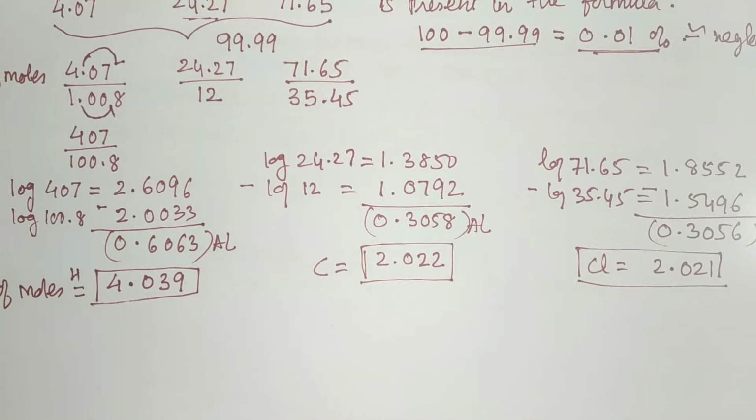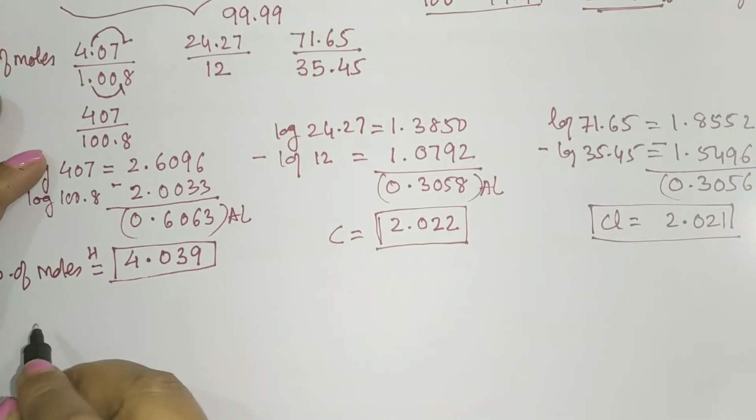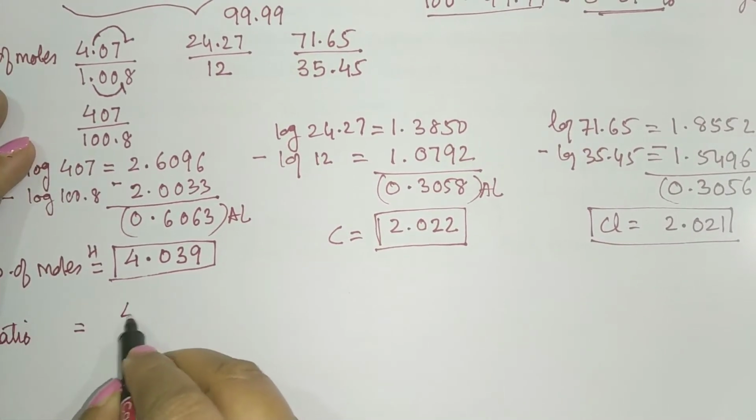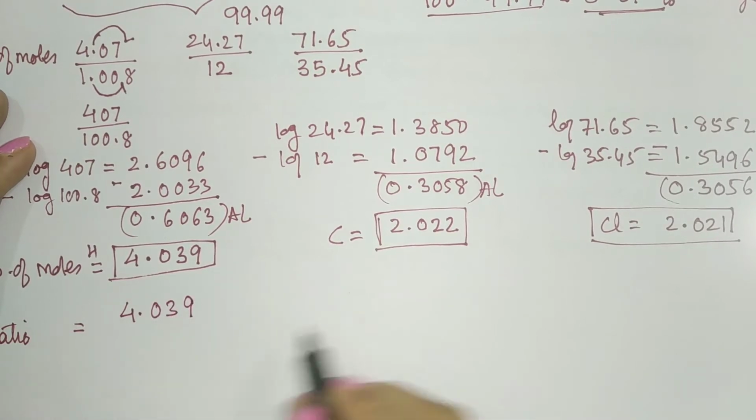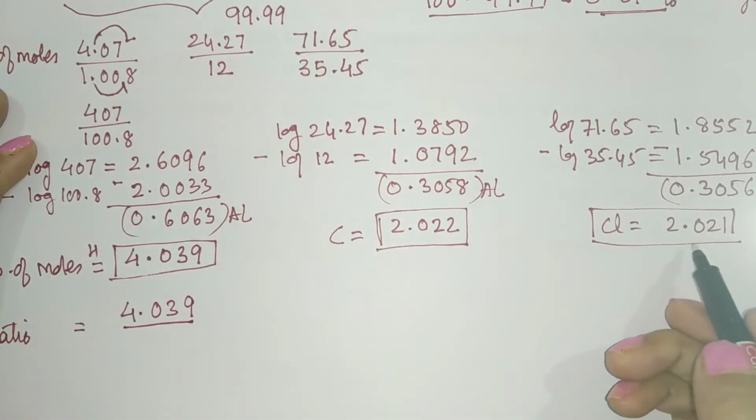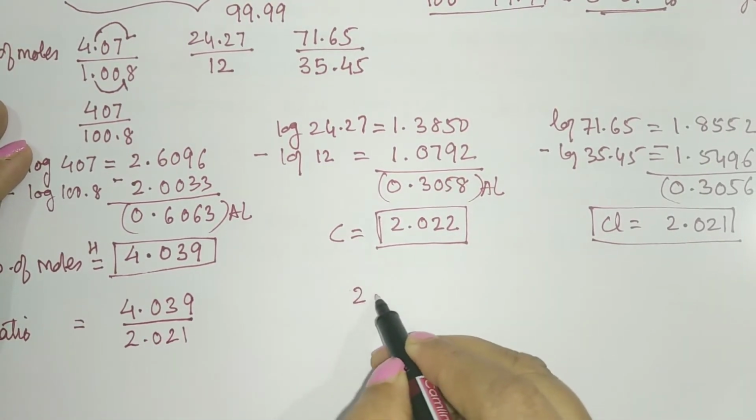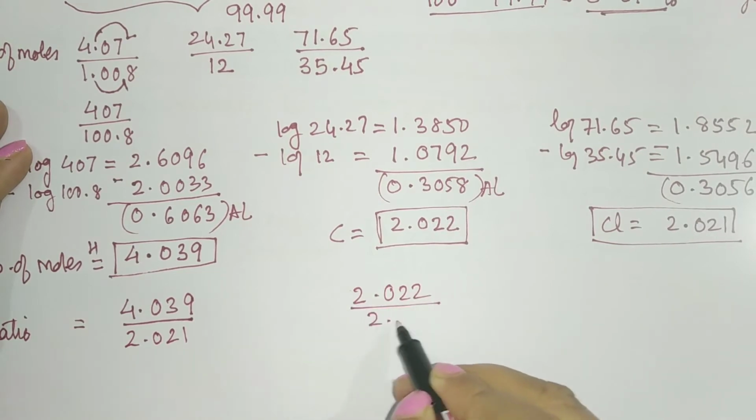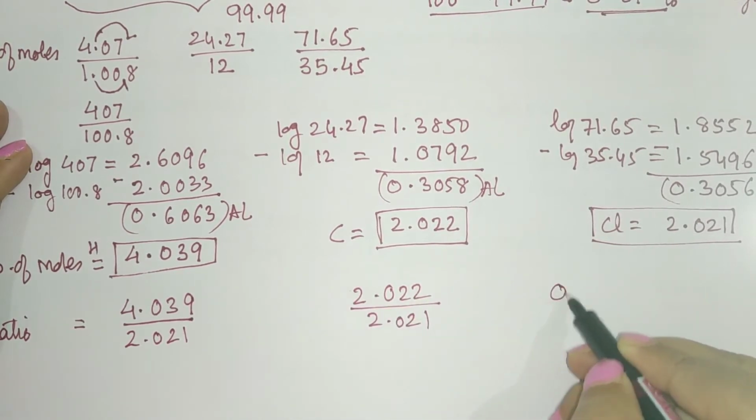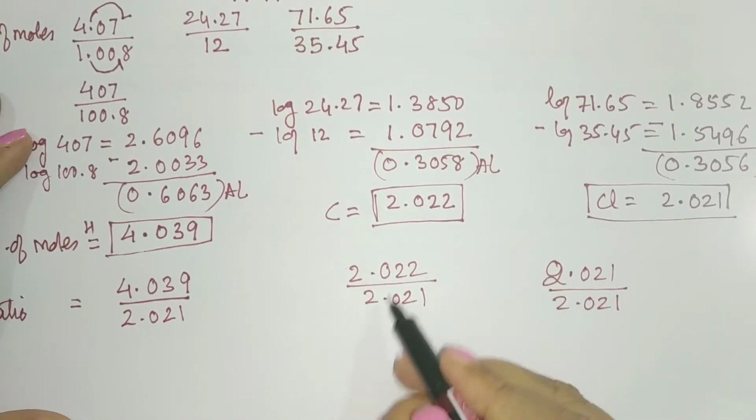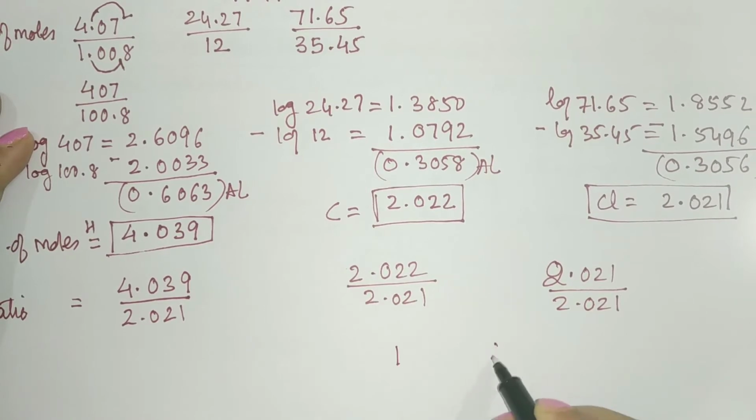Now the next step is to divide the moles value obtained by the simplest value among them. So I'm trying to calculate the ratio. This will be 4.039 divided by, if I see the value, this is the lowest one, 2.021. Then 2.022 divided by 2.021 and 2.021 divided by 2.021. If you see this, they are very close. So this will be 1:1.